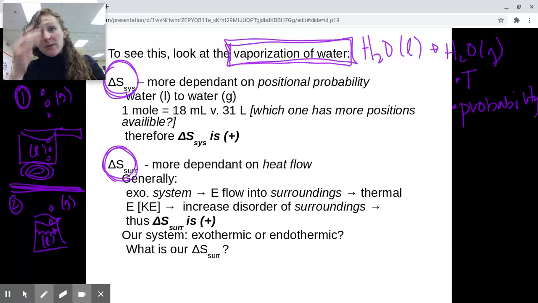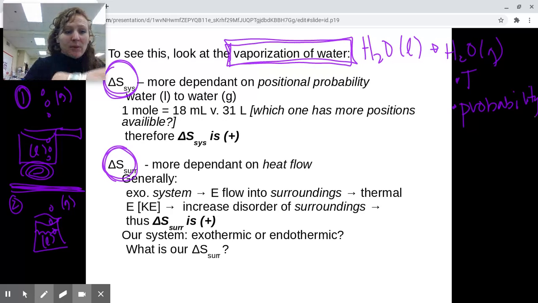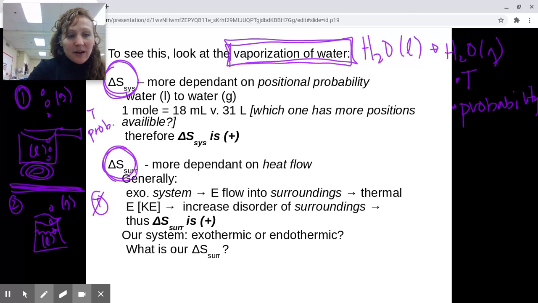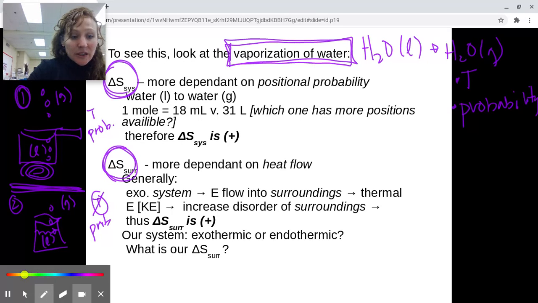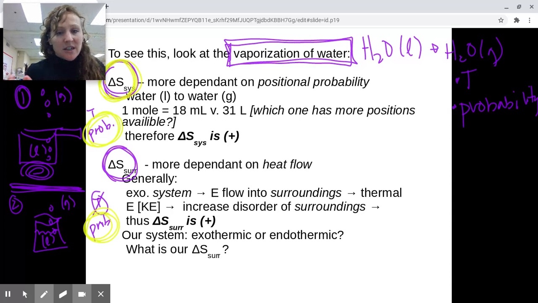So we can see for the vaporization of water, a driving force forward can be temperature, which comes down to enthalpy, right? But it also can be positional probability. You have temperature as a factor in the first one, but not the second. You have positional probability as a factor in both of these. So this is the factor we really want to hone in on for entropy of the system. Entropy of the system is very dependent on positional probability.